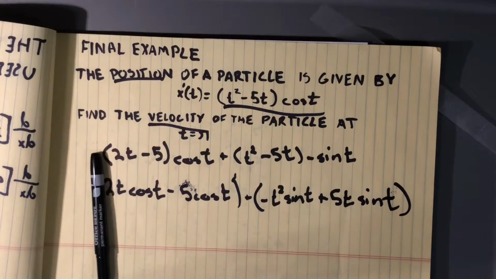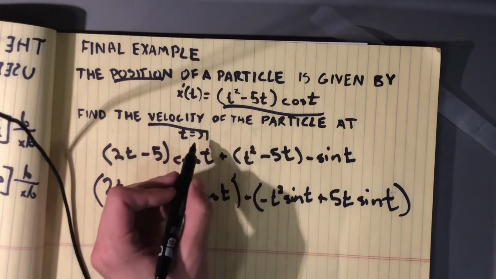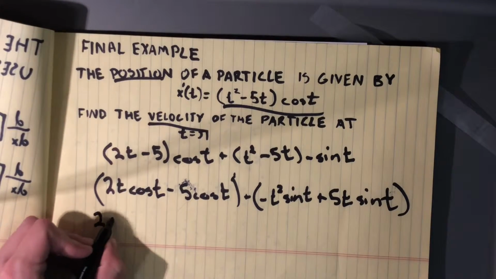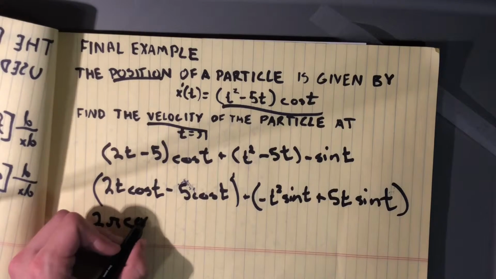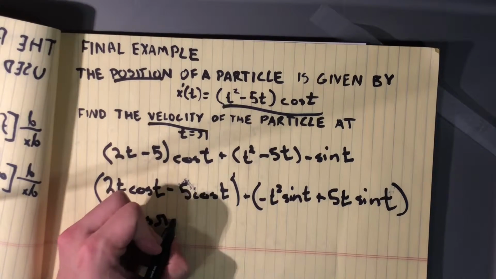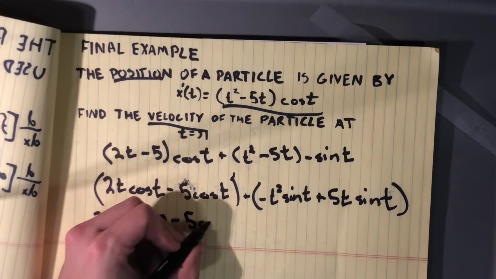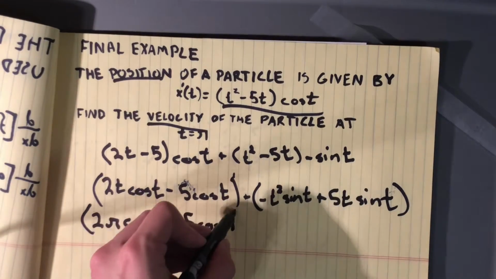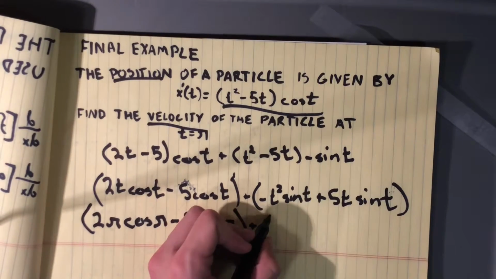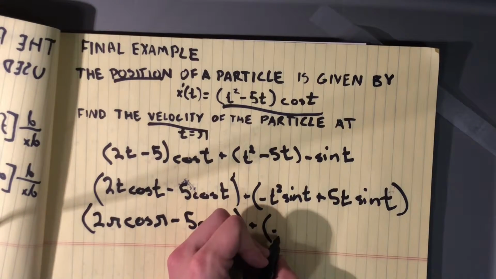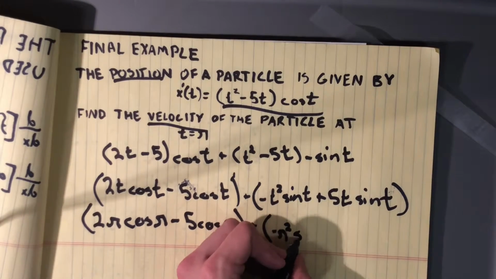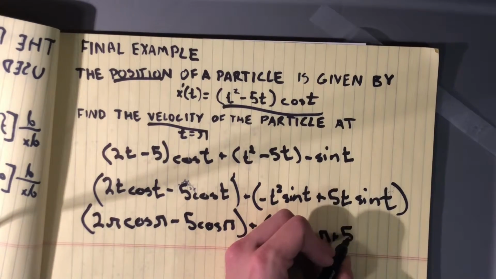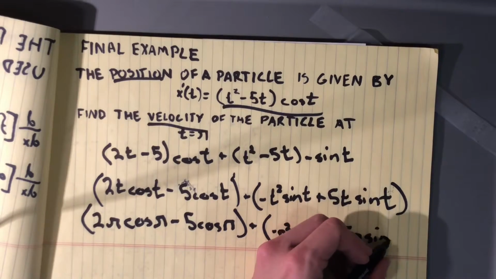So for this problem, we're going to need our trusty calculator. If t equals pi, 2 pi cosine pi minus 5 cosine of pi plus negative pi squared sine pi plus 5 pi sine pi.